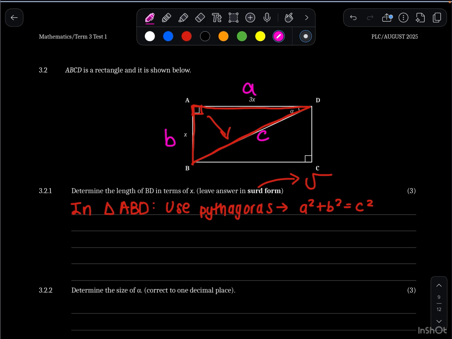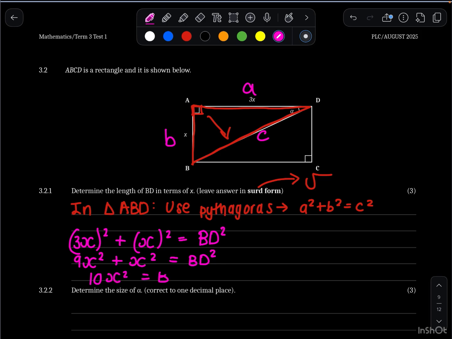Okay, so we can then say 3x squared plus x squared is equal to BD squared. If we then simplify this, it is going to be 9x squared plus x squared is equal to BD squared. So this is 10x squared is equal to BD squared.